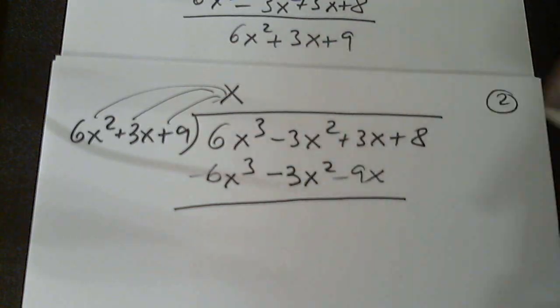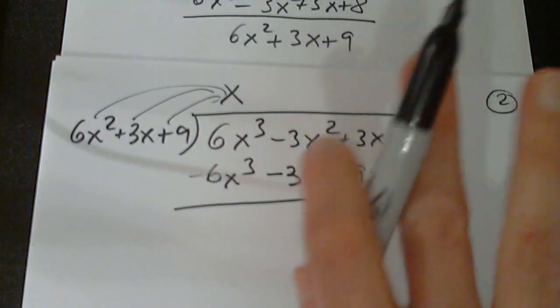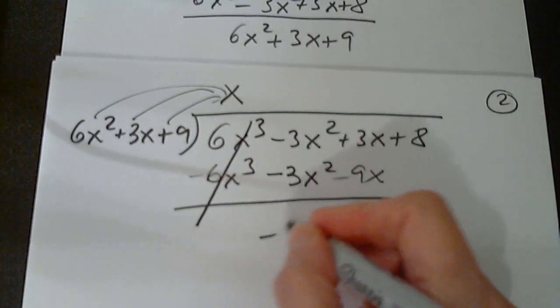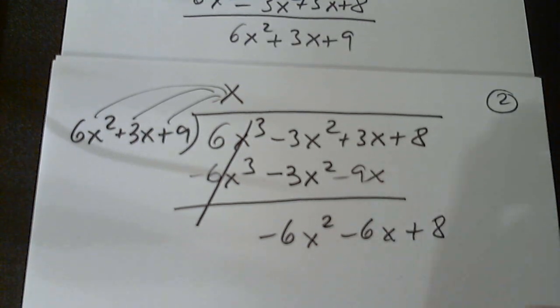Don't try to change what you write based on what you see above. No, no, no, no. So this is negative 6x squared, and this is negative 6x, and then plus 8.